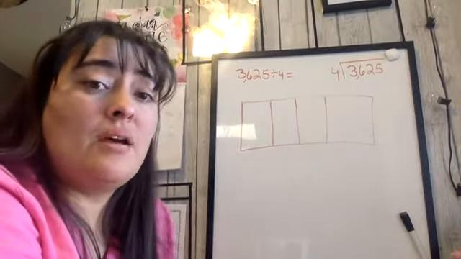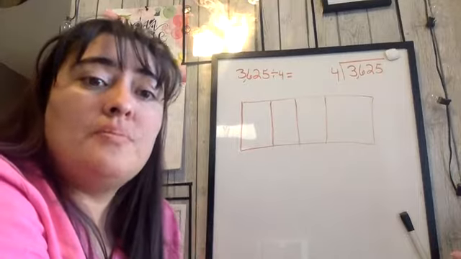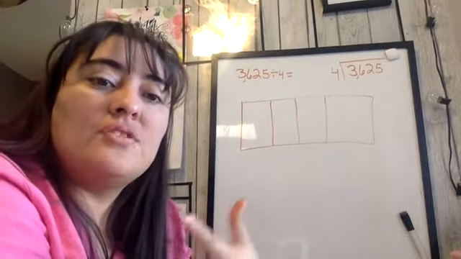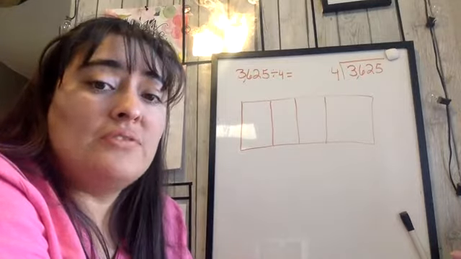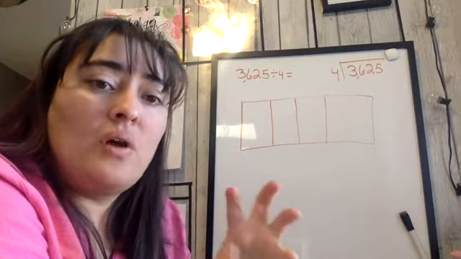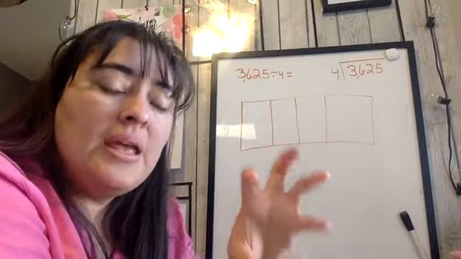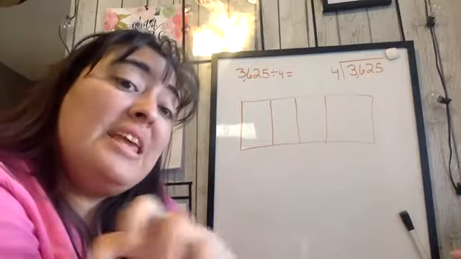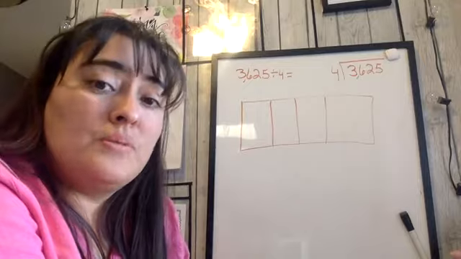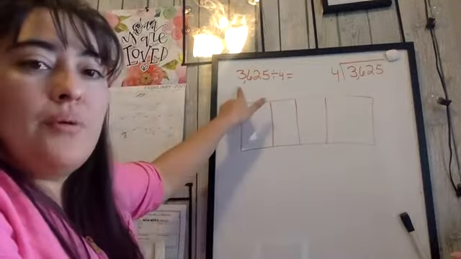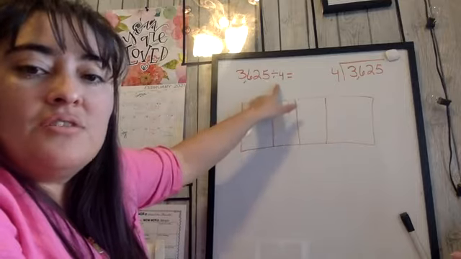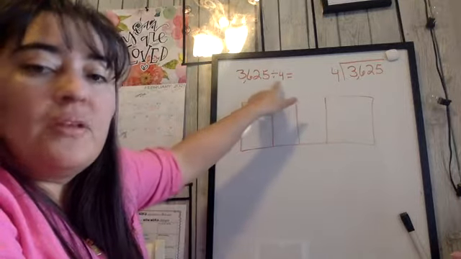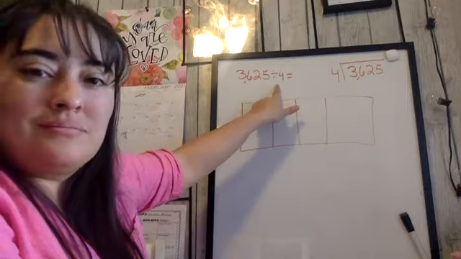Today in class we talked about a remainder being something that is left over. We also reviewed that dividing means taking a large quantity of something and splitting it up evenly into groups. So here's our sample problem. 3,625 divided by 4. What does this mean?